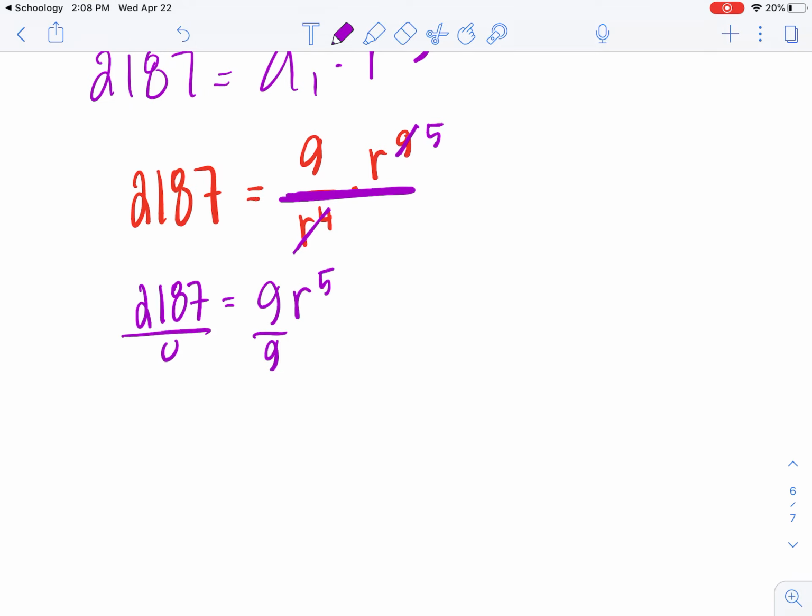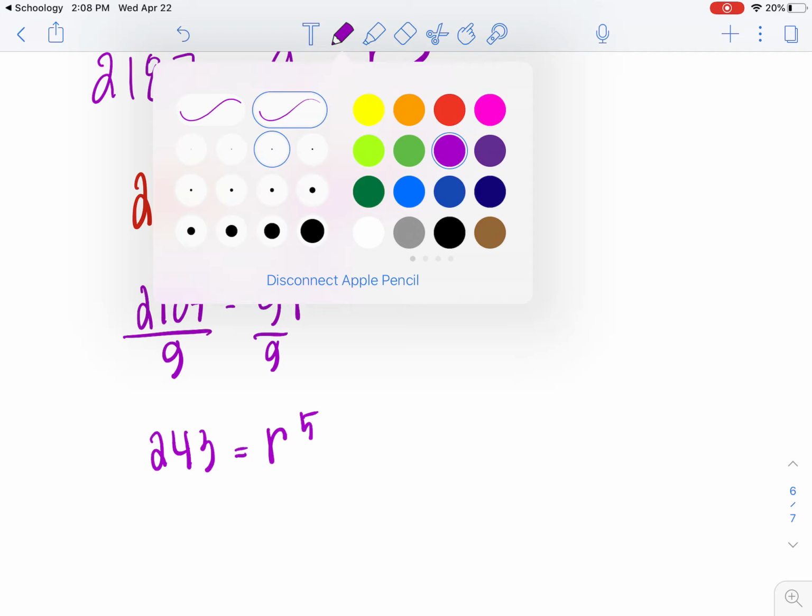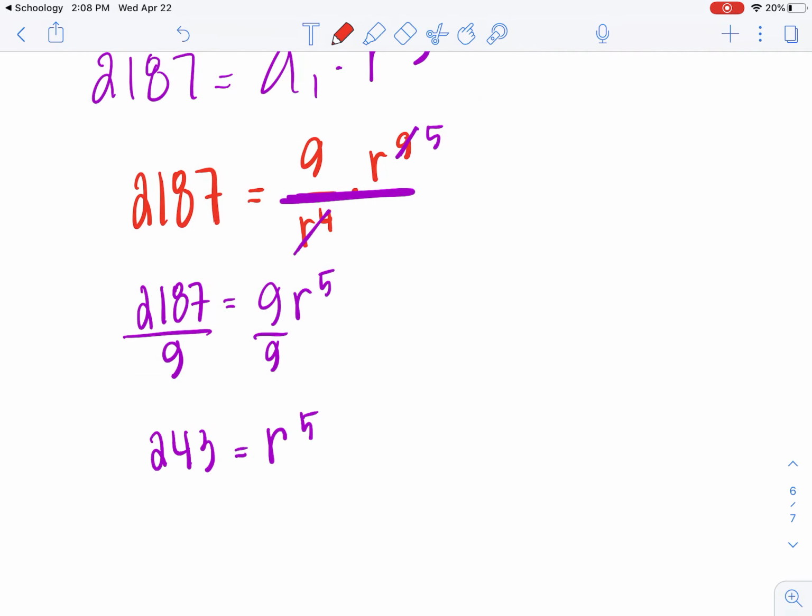Divide by 9. I get 243 is equal to r to the fifth power. And now I have to fifth root both sides to get rid of the fifth power. So remember, my calculator can fifth root.